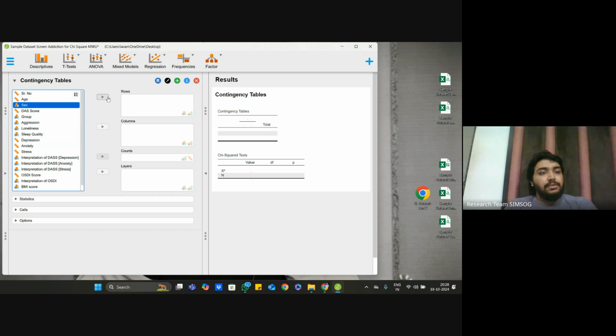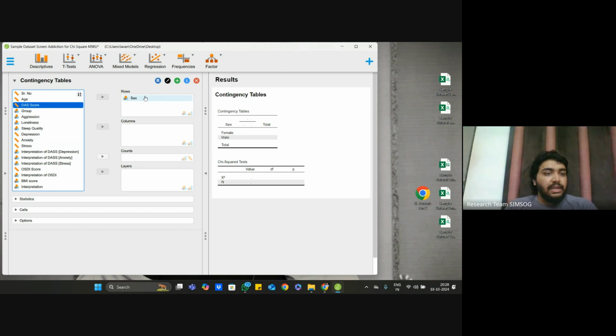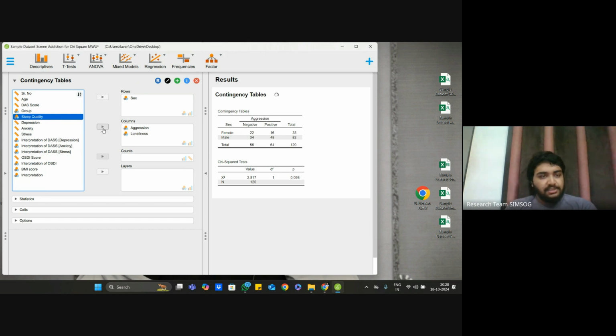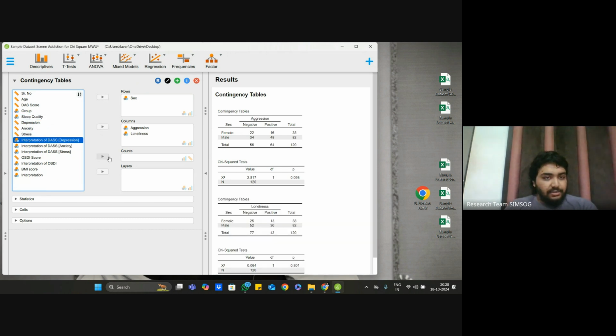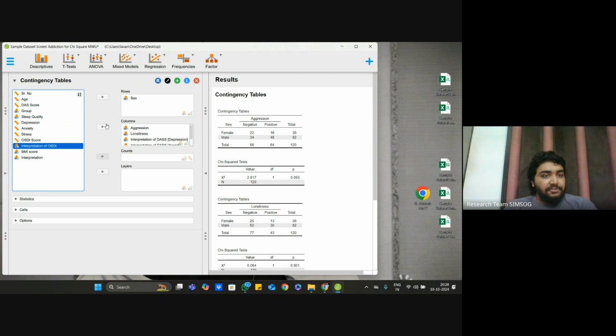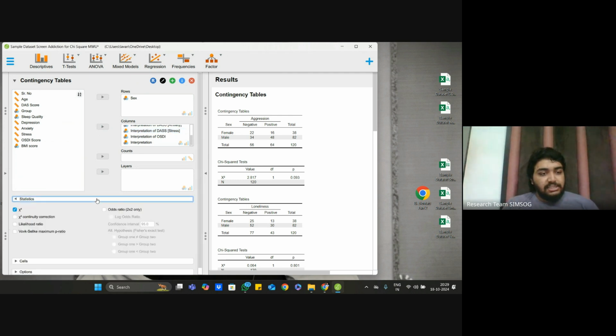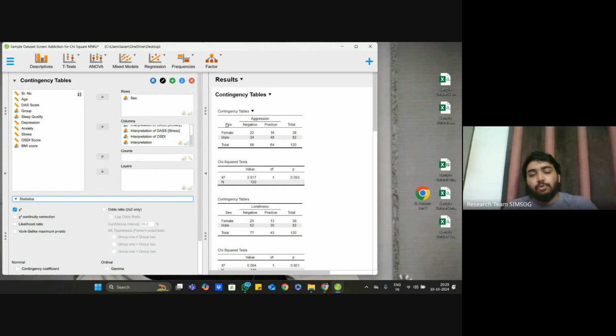So I want to compare row sex with aggression. I want to compare it with loneliness. I also want to compare it with depression, anxiety, stress. I also want to compare it with dry eyes. I also want to compare it with BMI interpretation, like BMI groups. So as you can see here, you will get your test wherein you will have your groups and table, and you will find your chi-square test. See, you can see the value here.